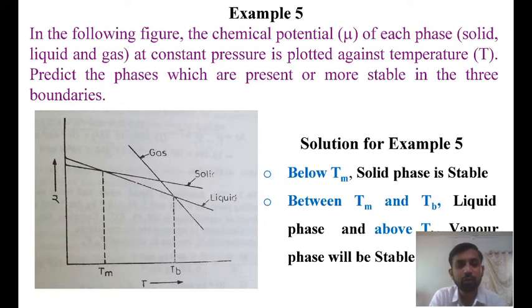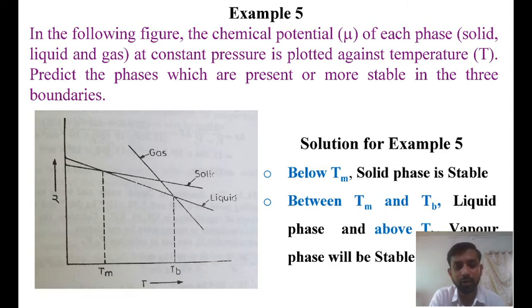It is clear from the given figure that for gaseous phase the chemical potential is higher, below that for solid, and the least chemical potential for liquid phase. That is, from figure we can say that at temperature less than melting point, that is Tm, the chemical potential of solid phase is the minimum, that is least.